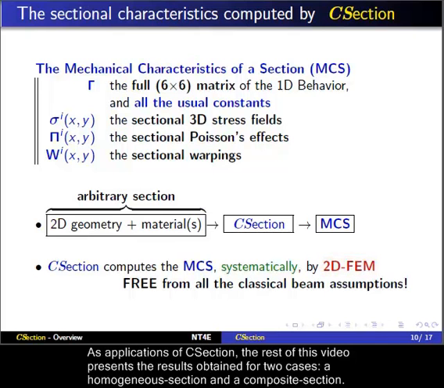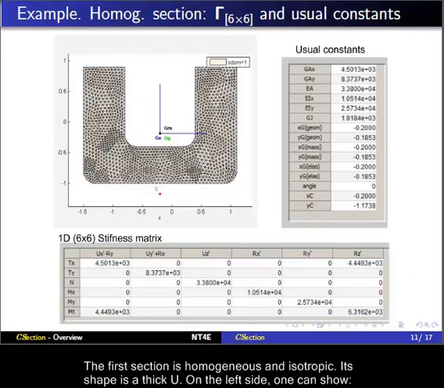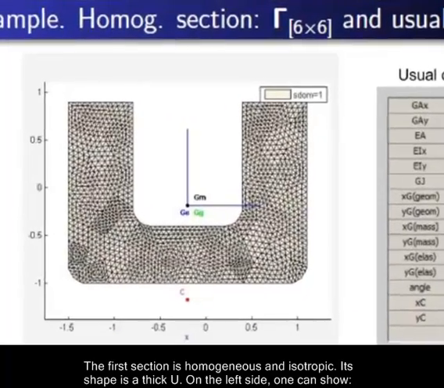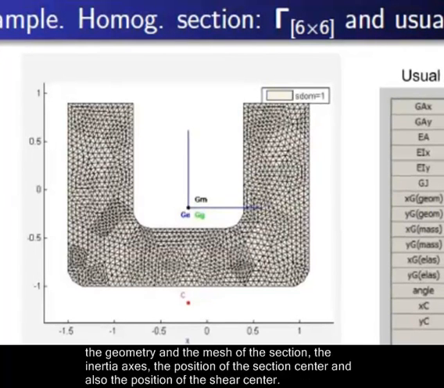As application of C-section, the rest of this video presents the results obtained for 2 cases of section: a homogeneous section and a composite section. The first section is homogeneous and isotropic. Its shape is a thick U. On the left side, one can see the geometry and the mesh of the section, the inertia axis, the position of the section center, and also the position of the shear center.